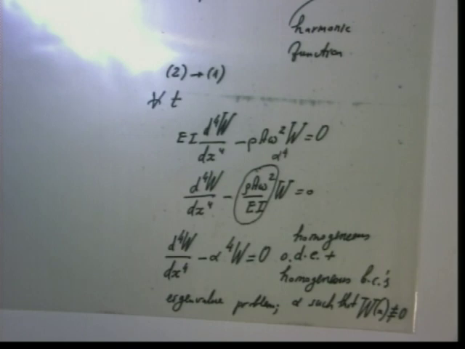Now I will divide this differential equation by EI. So I will get minus rho A omega squared over EI times capital W equals 0. This rho A and EI I know, omega squared I don't know. This is a fourth order differential equation. It makes sense to denote this as alpha to the fourth power. Alpha is not known also because omega is not known, but we will find it. So we get an equation: fourth derivative of W with respect to x minus alpha to the fourth power W equals 0.